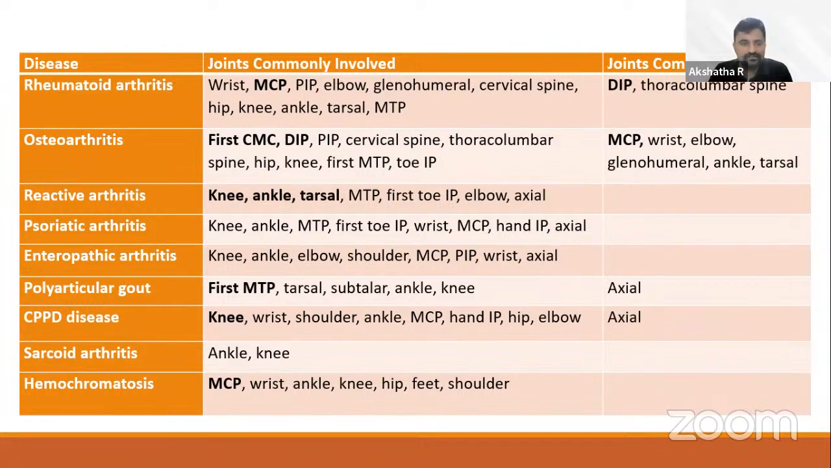In reactive arthritis and psoriatic or enteropathic arthritis, it's usually lower limb predominant and oligoarthritis. In psoriatic arthritis, you can have involvement of PIP and DIP joints. And in polyarticular gout, classically you have involvement of the first MTP and there is sparing of axial joints in polyarticular gout and crystal arthritis. In sarcoid, commonly the ankle and knee are involved. And in hemochromatosis, classically the second and third MCP joint involvement is seen.